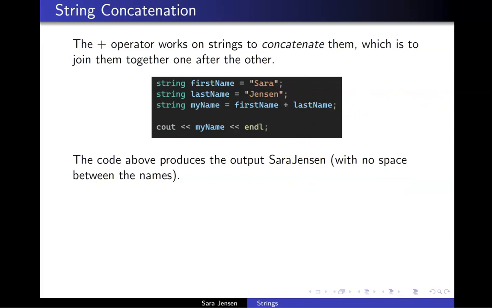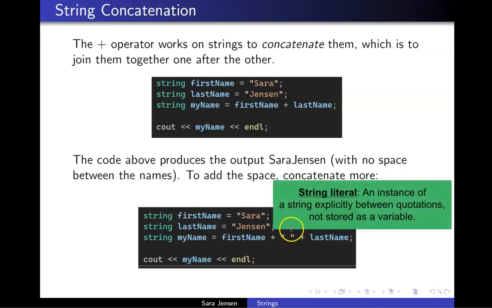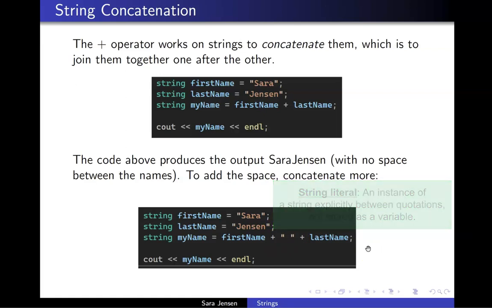There are many ways to modify the code above to produce space in between the words Sarah and Jensen, but one such way is to simply add that space in explicitly as what is called a string literal, which is an instance of a string that we do not assign to a variable. Our very first program, which dealt with creating ASCII art, dealt entirely with string literals.